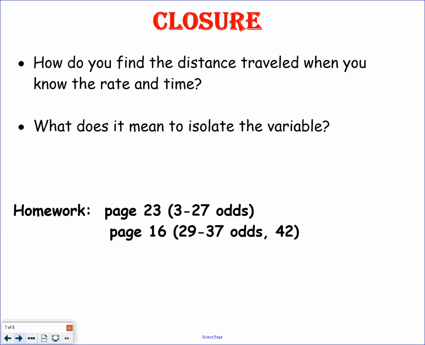How do you find distance when you travel? Distance equal to rate times time. Think about this logically. If I'm going 70 miles an hour down the interstate for 2 hours, then I'm going to travel 140 miles because I'm going to take my rate times my time, and that would give me my total distance. What does it mean to isolate the variable? It means getting the x by itself, or the variable by itself.